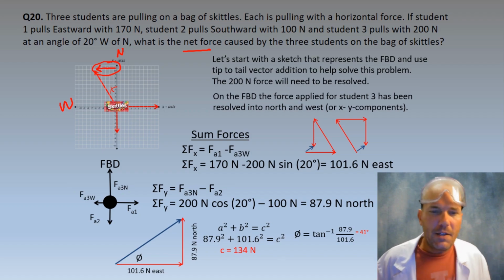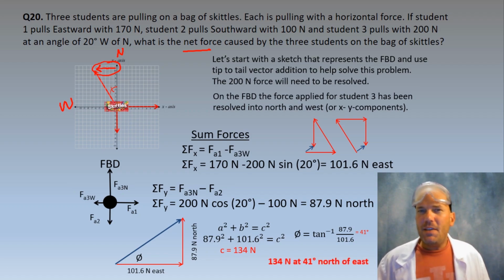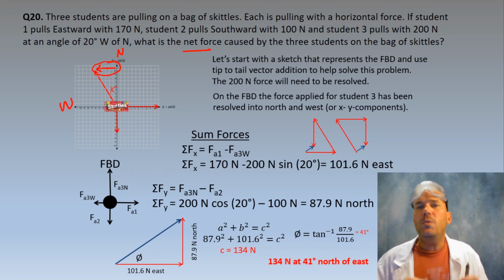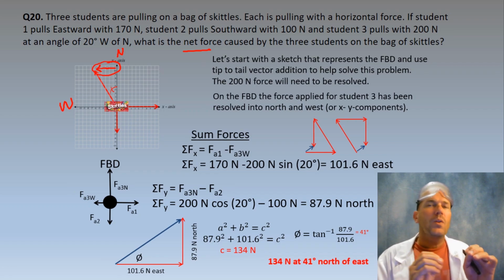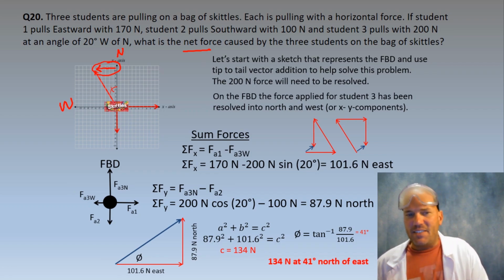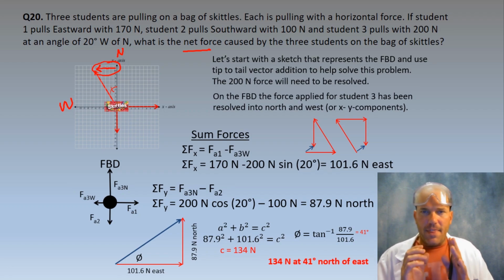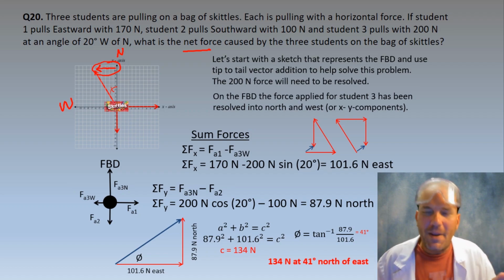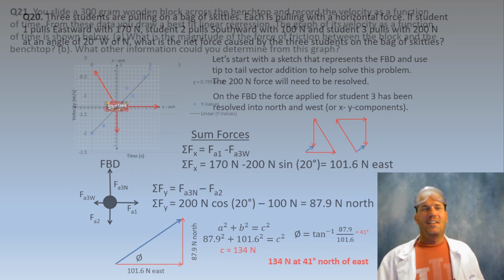We're almost done. Last piece would be to use our cardinal directions to say the answer is 134 newtons at 41 degrees north of east. All right, and that is the net external force on this poor bag of Skittles.